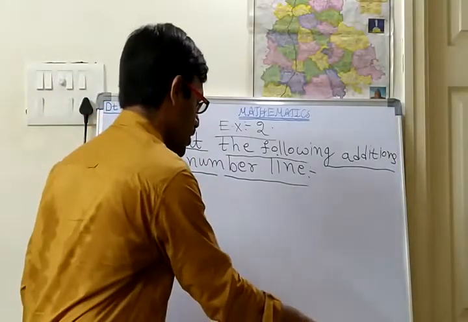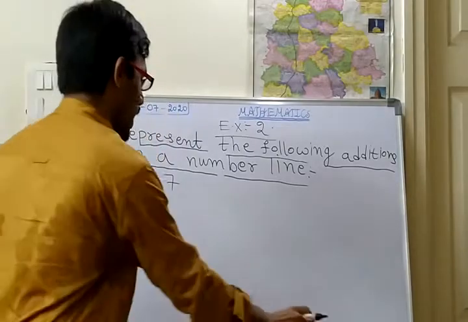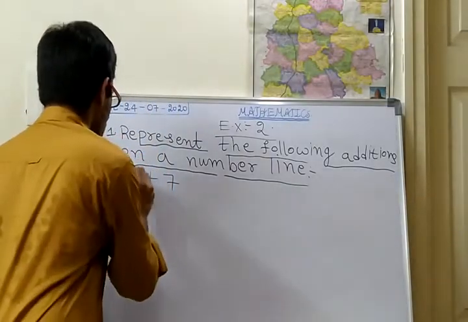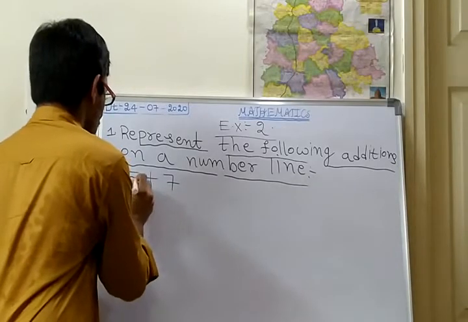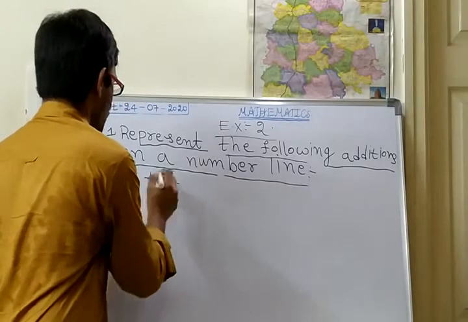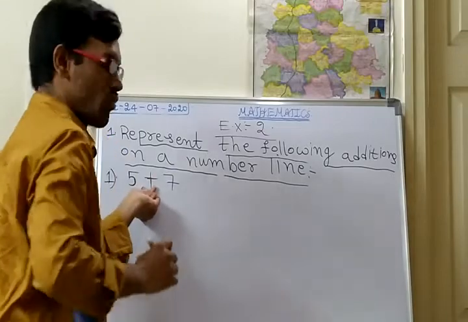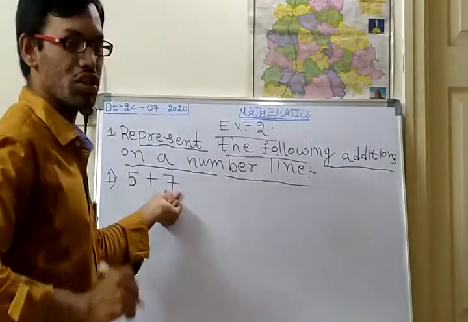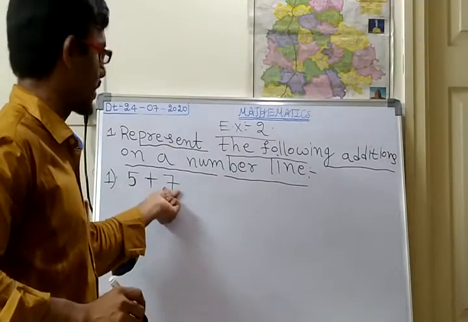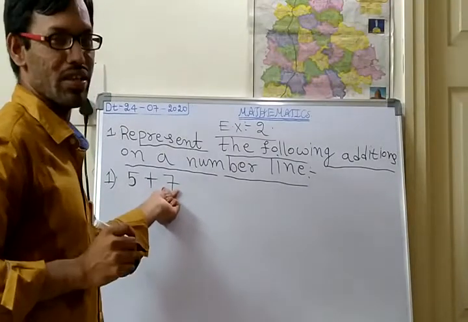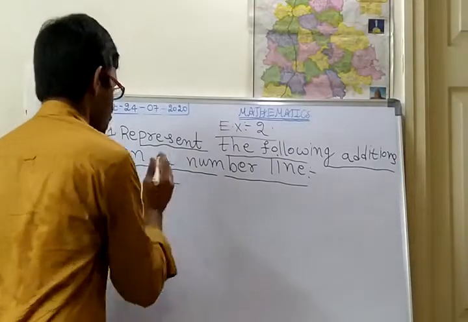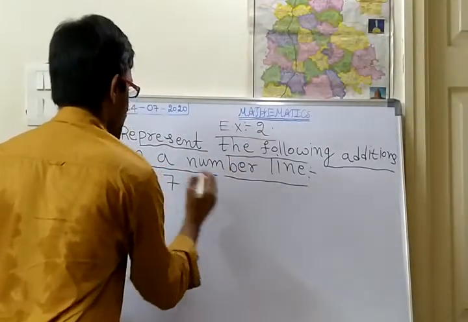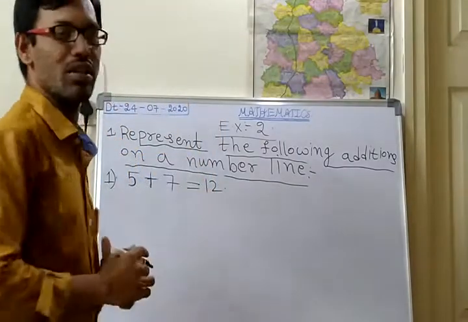So here there are 2 integers. 5 is the target integer. So for this 5 we are adding a positive integer. Here only 7 is there, not minus 7. So this is a positive integer. That means positive to positive. Generally what is 5 plus 7? 12. 5 plus 7 is 12.